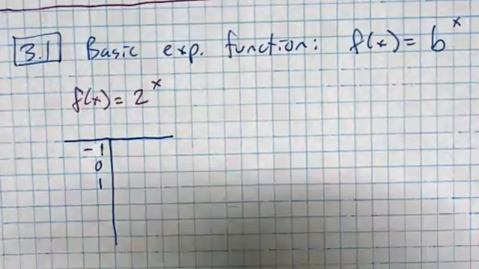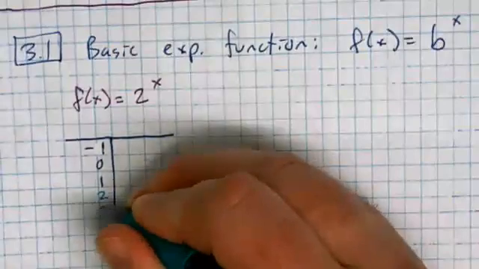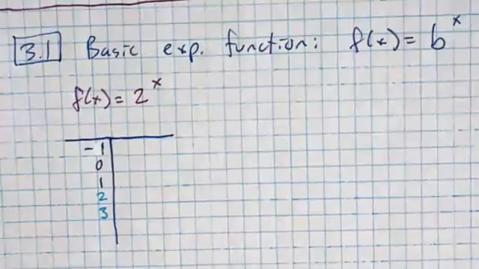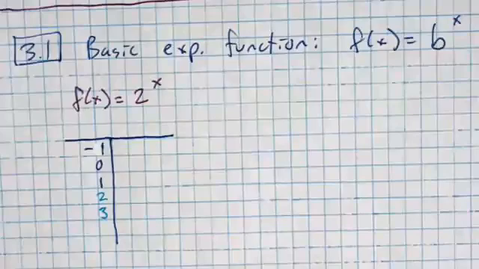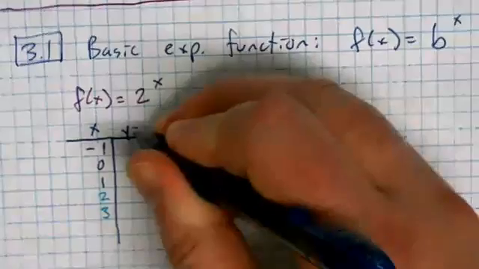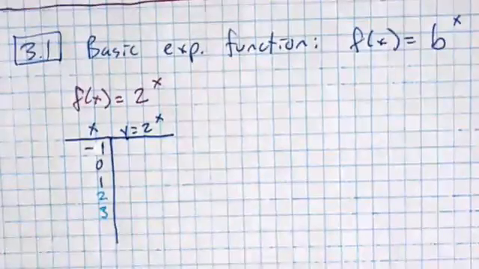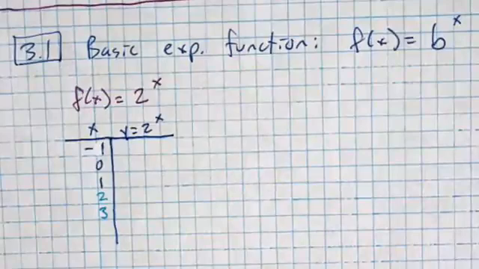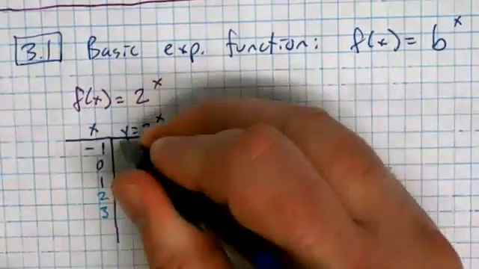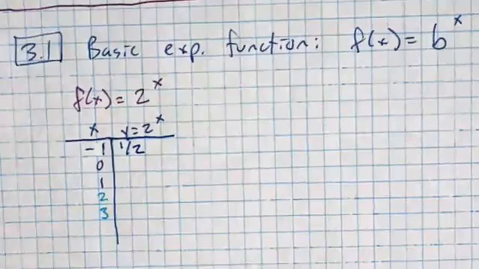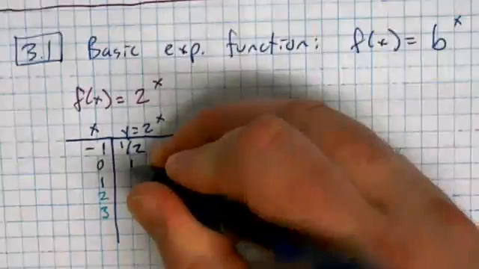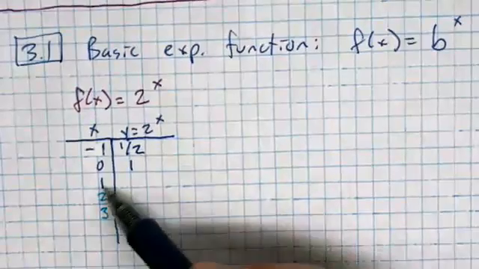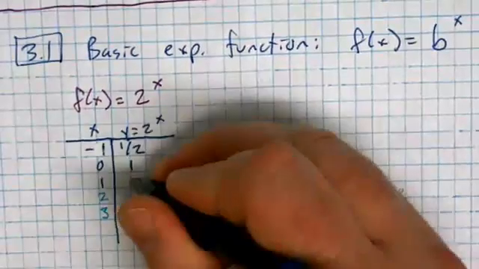Let's go ahead and do 2 and 3 also, but those won't be typical points that we'll do. So if this is x and this is y equals 2 to the x power, go ahead and find those values. What is 2 to the -1 power? 2 to the -1 would be 1 over 2. And 2 to the 0 is 1, the same thing that anything to the 0 power is. We plug in a 1 for x, we'd have 2 to the first, that's 2.